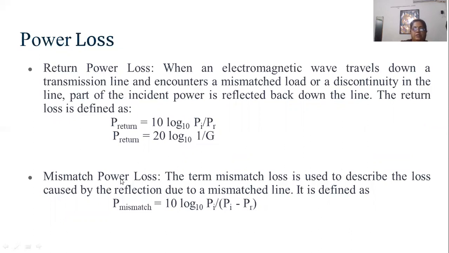Mismatch power loss. The term mismatch loss is used to describe the loss caused by the reflection due to a mismatched line, and it is defined by the formula 10 log10 of Pi upon Pi minus PR, where Pi is the incident power and PR is the reflected power.